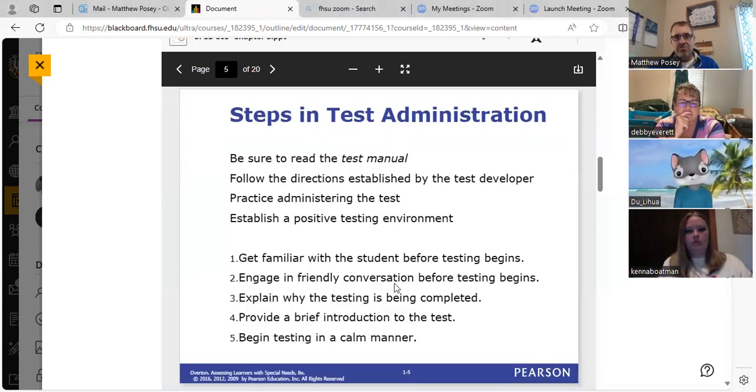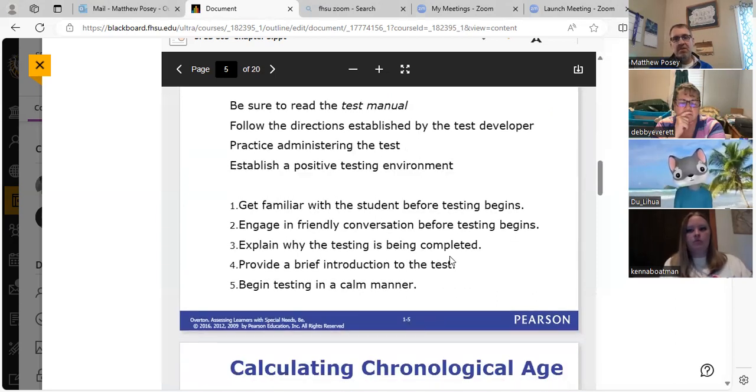Some other things, try to get familiar with that student before the test begins. Try to get engaged in some friendly conversation, explain why you're doing the testing, give a little brief introduction to the test, and just try to present a calm manner. A lot of that makes a big difference.